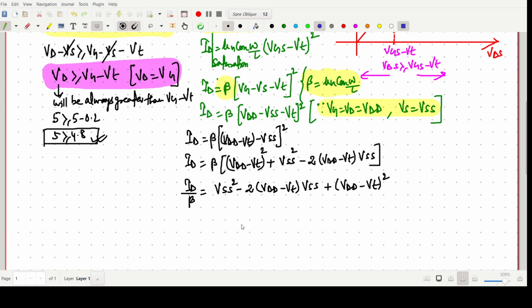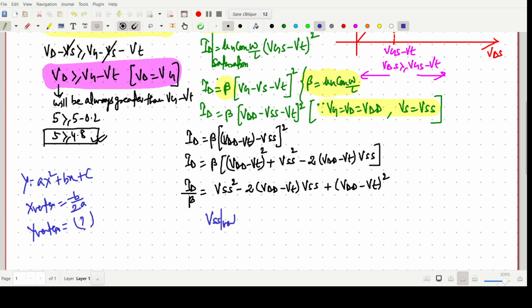Suppose in a quadratic equation we have to find the x vertex. Say y equals ax square plus bx plus c. In that case, the x vertex is simply minus b by 2a. Then for the y vertex, we put the value of minus b by 2a in the y equation, and then we can find the value of the y vertex.